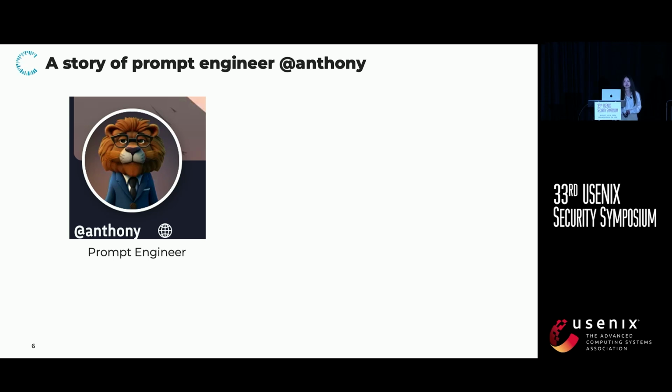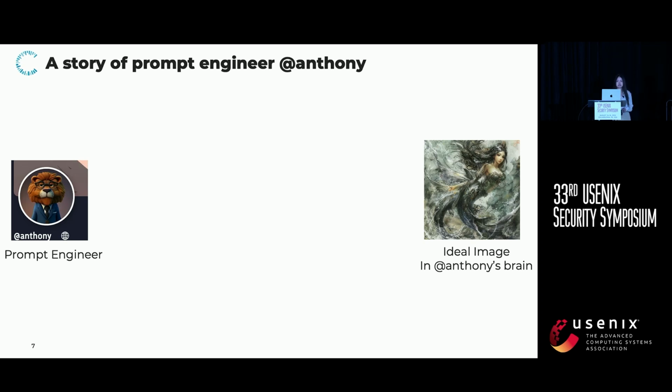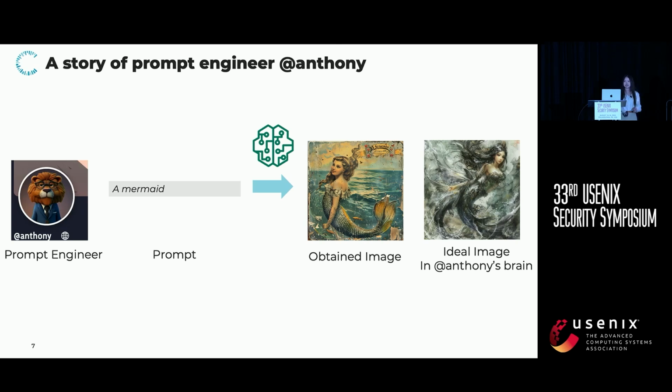So here's a story of a prompt engineer, Anthony. One day, Anthony wants to generate an image like this. So this image only exists in his mind, right? So Anthony wants to reproduce this image in the real world by the text-to-image generation model. So what should he do? Still, Anthony starts to describe the subject in the image. So here is a mermaid, and he sends this prompt to text-to-image generation model. Here's the results. So it's very different from what he wanna get. But it's okay, no worries, we can fix it.